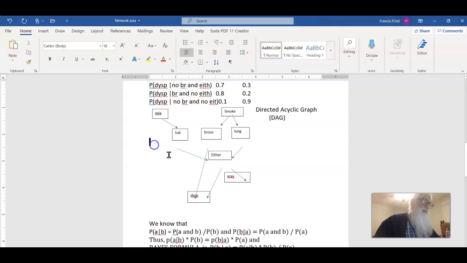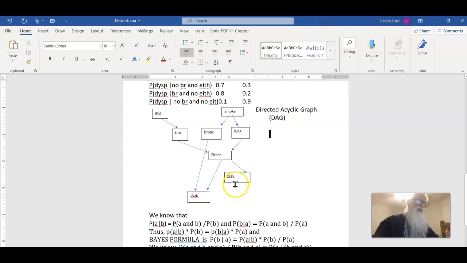And what this means is, if you look, the arrows only go one way. For some reason, I cannot see. There. The arrows only go one way. You can only get from Asia to tuberculosis. You can't go backwards. And the acyclic means that if you start at one node and keep following the arrows, you can't get back to it. There are no cycles in the graph.